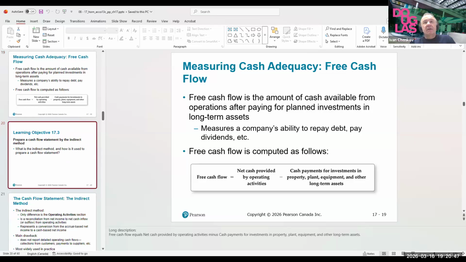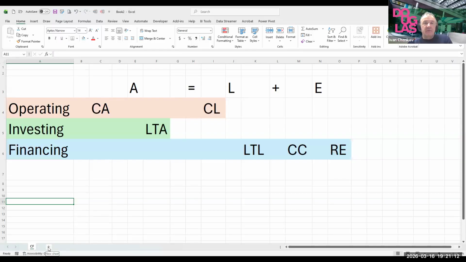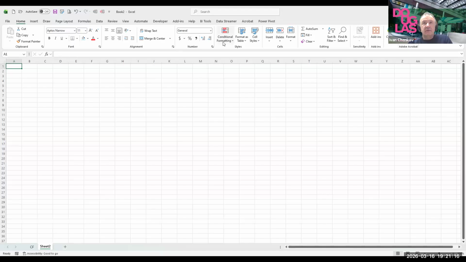Now we're going to start preparing our cash flow statement by using the indirect method. Before we do that, we're going to go back to the Excel spreadsheet and I want to do some brainstorming. I want you to start feeling comfortable with the cash first, and then we're going to move back to the slides and go with the slides. I'm going to open a new worksheet and work on this new worksheet. Let's increase it first.